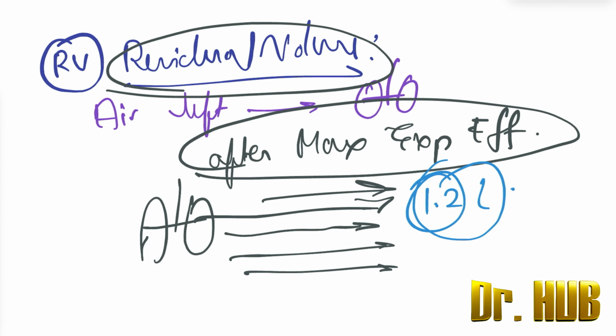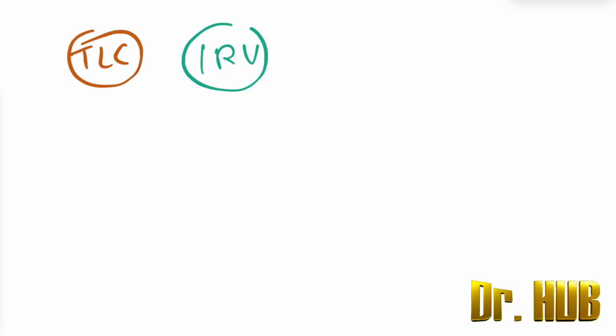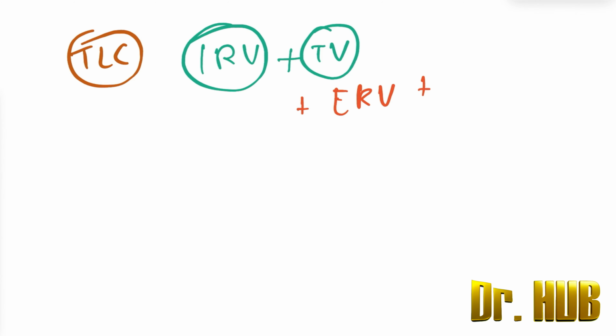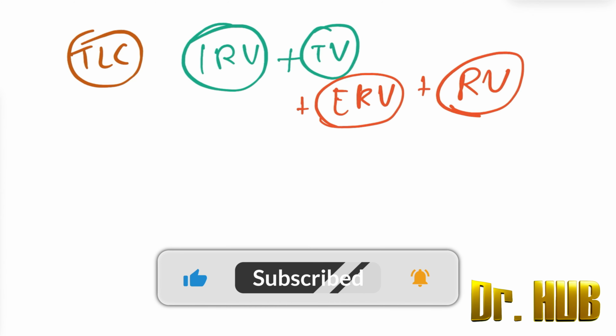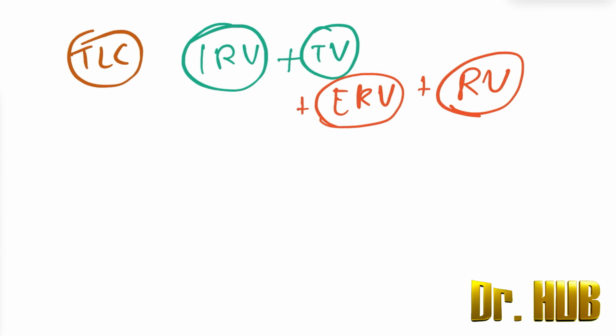Next we'll move on to the TLC. TLC stands for the total lung capacity. It is the addition of IRV, TV, ERV as well as RV. All this amounts to a large amount, and it is 5.8 liters.